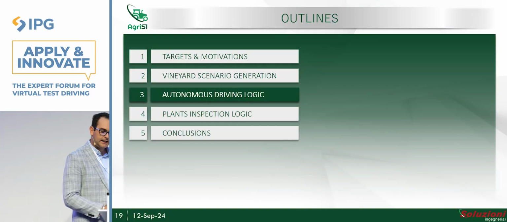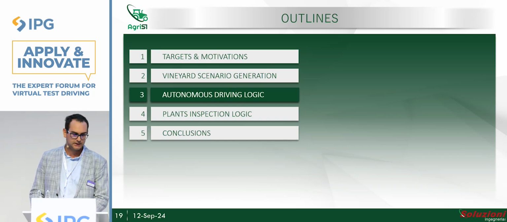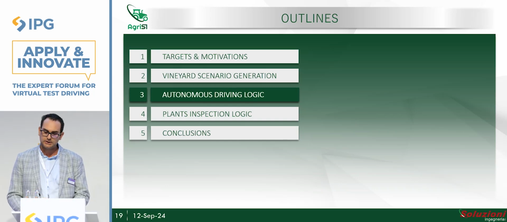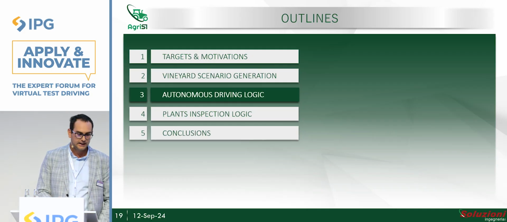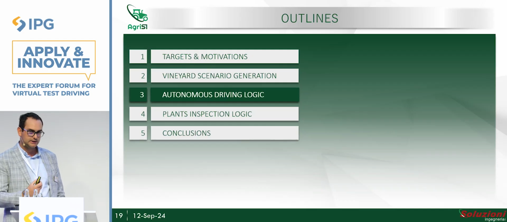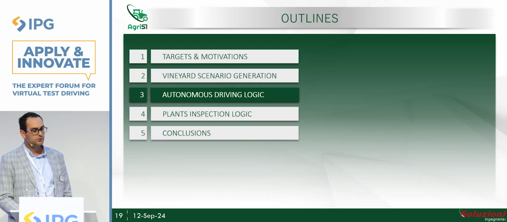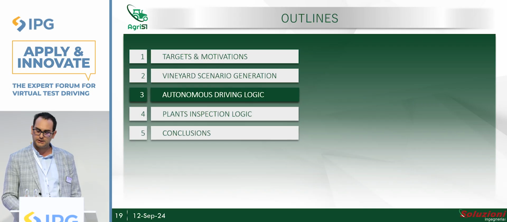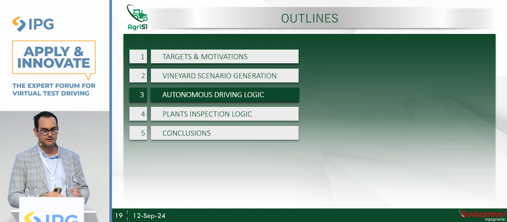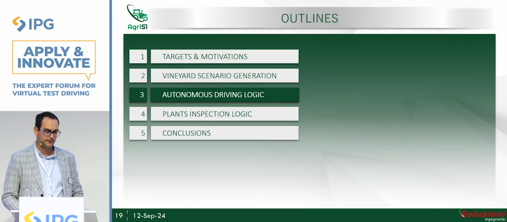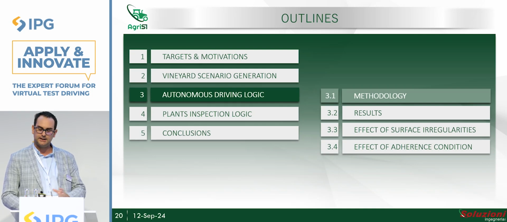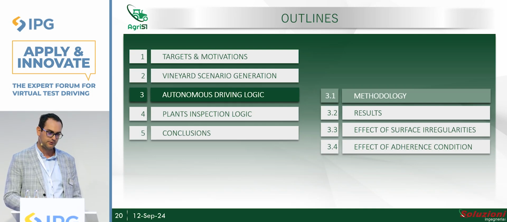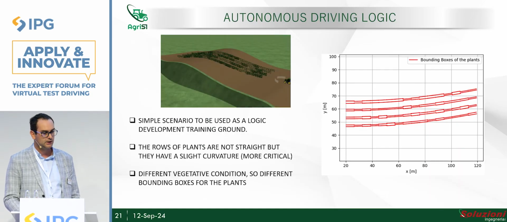Okay, so now we can generate vineyards and use them in simulation. What we want to do is to demonstrate that this scenario is useful to develop something. In particular, as a first use case, we try to develop a prototype autonomous driving logic to drive the tractor, or the robot, in our case a tractor, inside the vineyard in an autonomous way. For this part, we will see methodology, results, and then also some sensitivity analysis on some parameters, surface irregularities and adherence conditions.